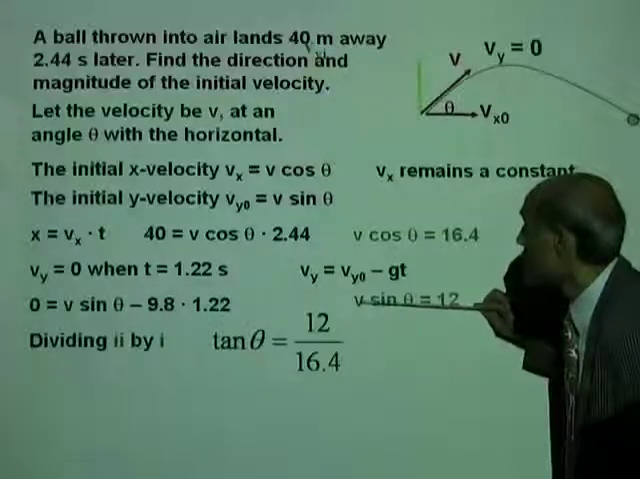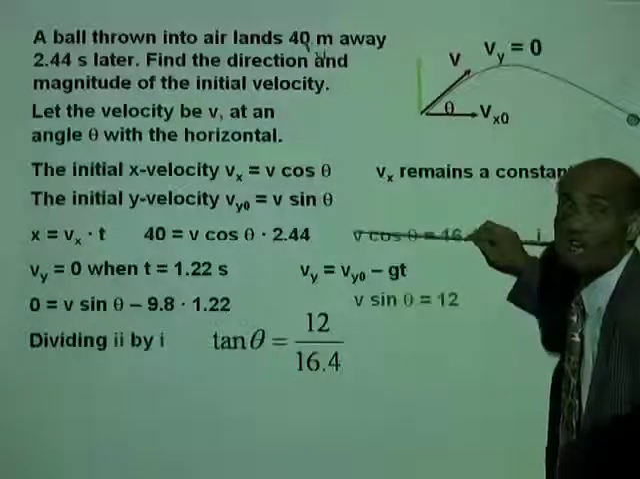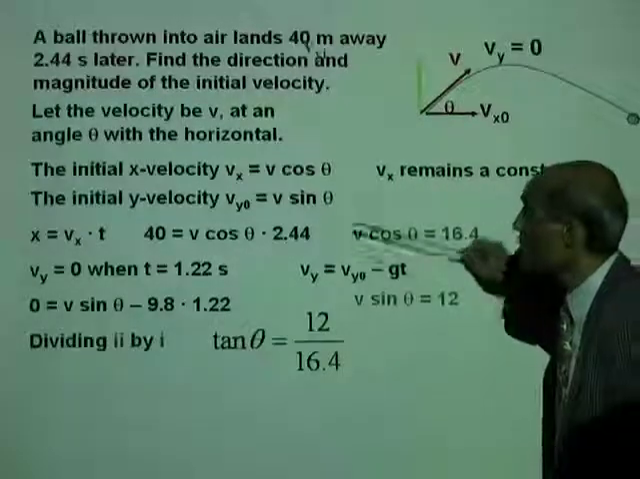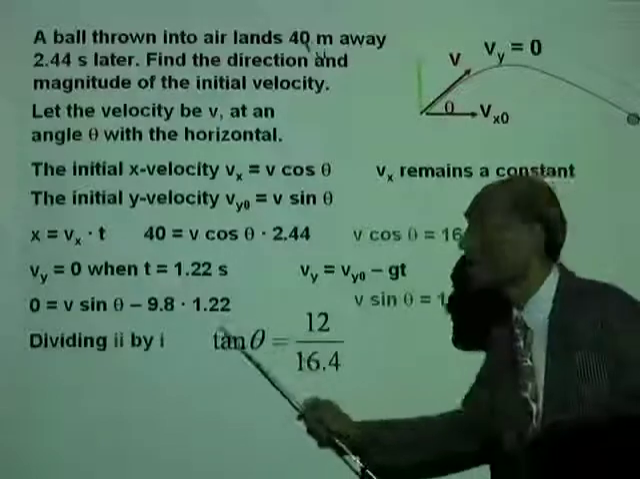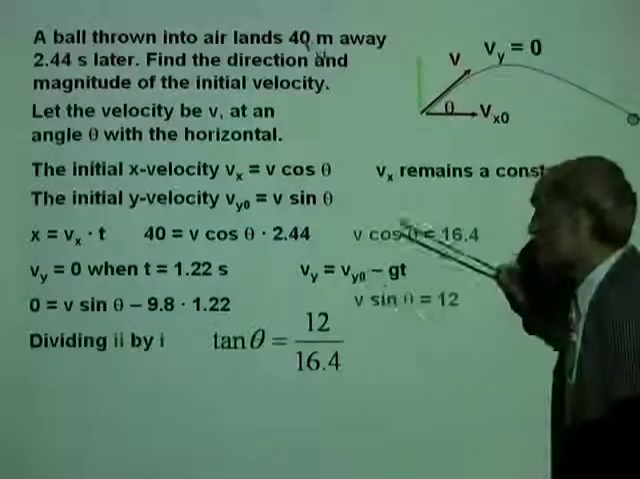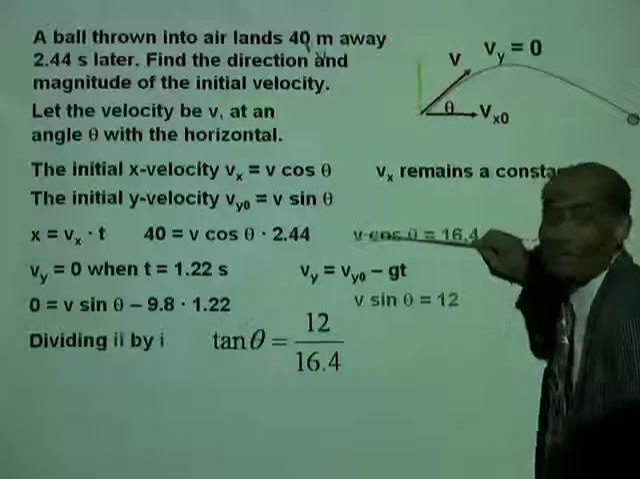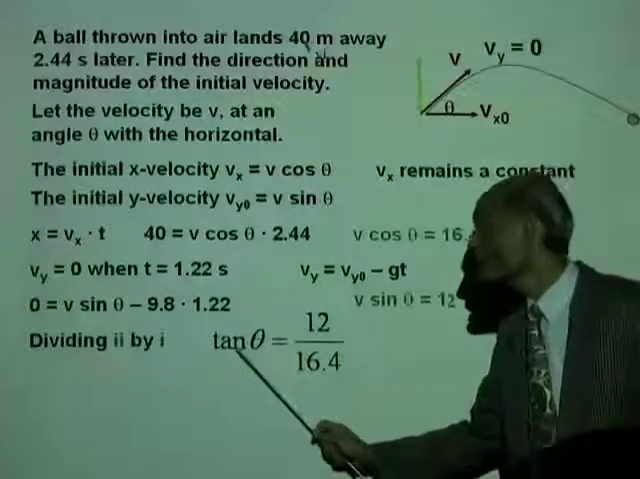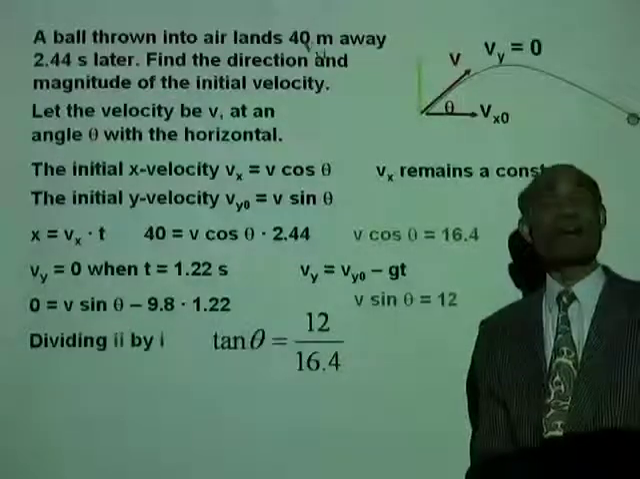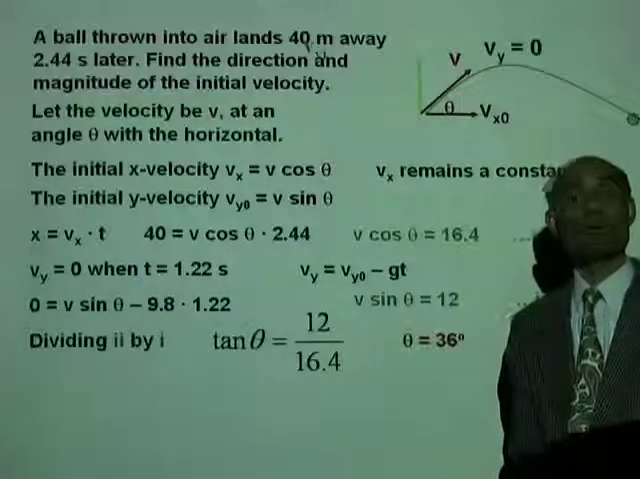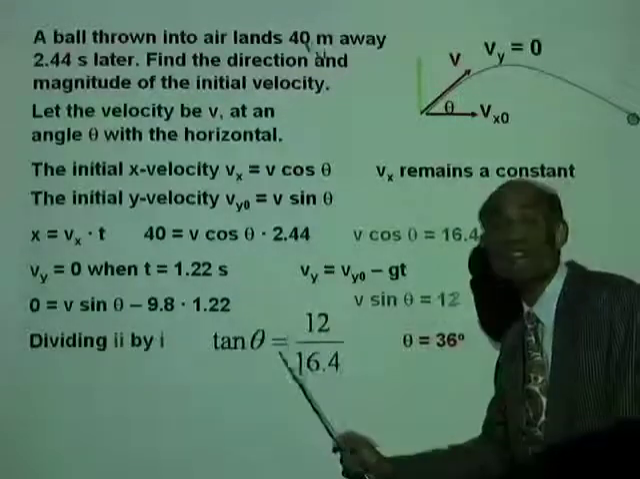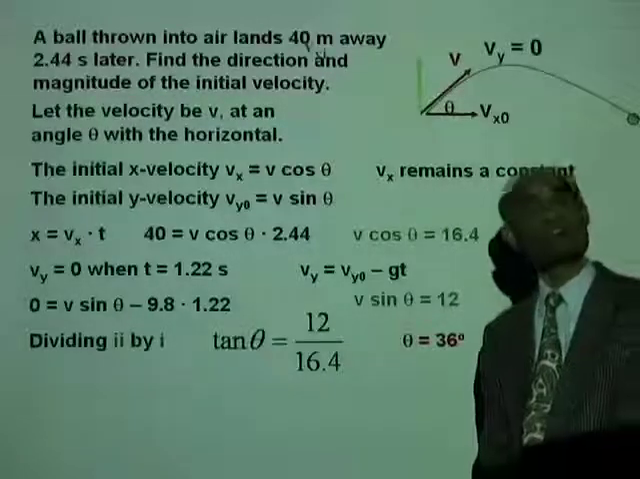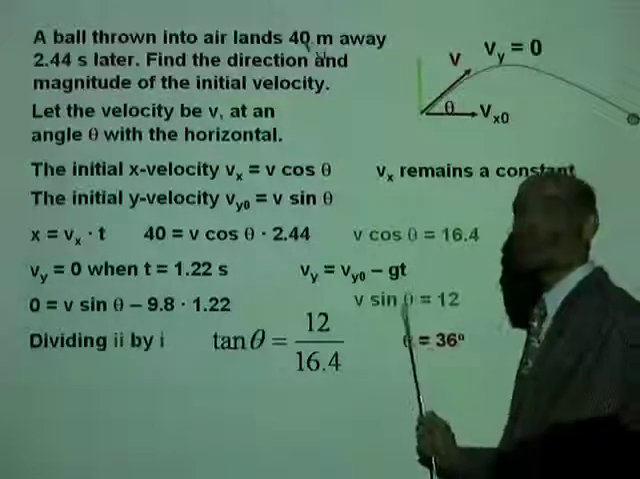We get V sin theta divided by V cos theta. Is that right? V and V will cancel. Sin theta divided by cos theta is tan theta. Now, V sin theta divided by V cos theta is 12 divided by 16.4. So we get tan theta equals 12 divided by 16.4, and therefore theta equals the tan inverse of this number, that is 36 degrees. You see how beautifully we were able to get that angle theta.